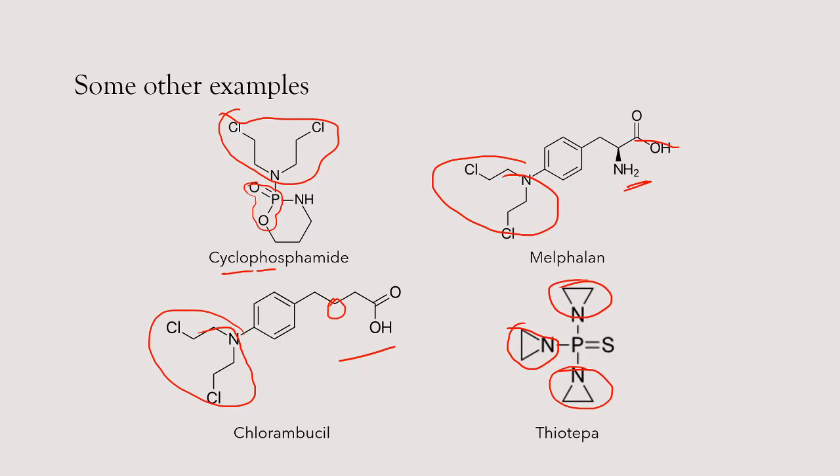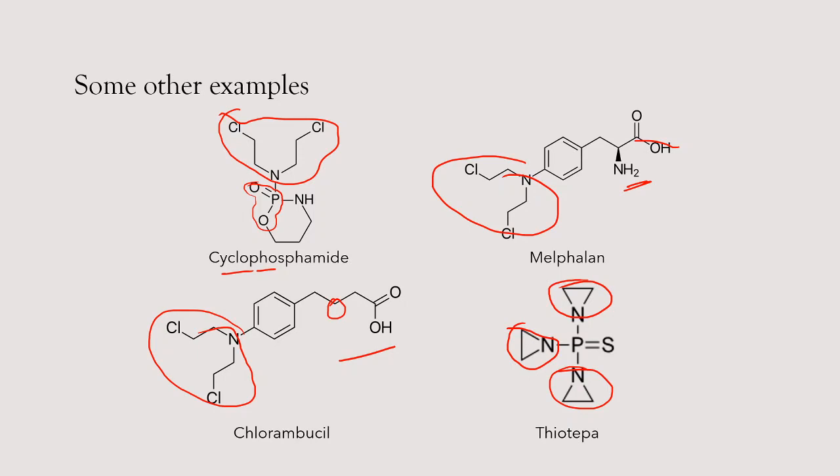The first drug here is known as cyclophosphamide. Cyclophosphamide is a drug of the same category. You can see it also contains a cyclic group and a phosphorus atom, and the name itself is quite interesting, cyclophosphamide.